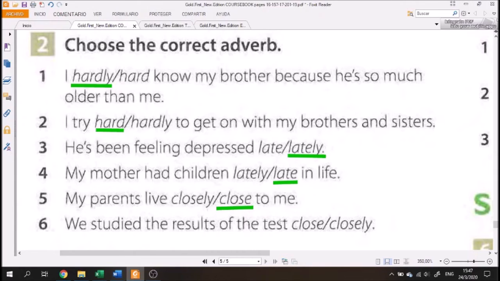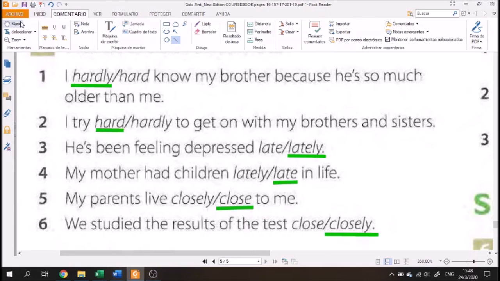Look at number six. We studied the results of the test. Close or closely? Six, close or six, closely? Yes, closely. Very good. Make sure that if it's necessary, you watch this part again and you write down the comments that you need. Yes, remember, this is important.